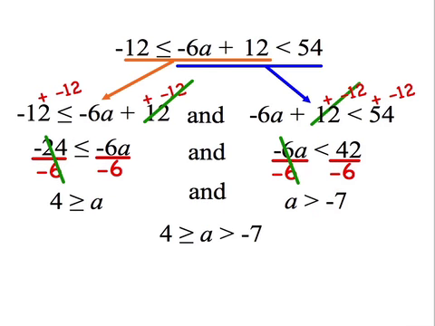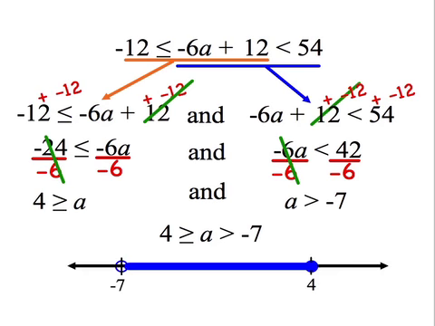Now let's take a look at what we have. We're going from 4 down to negative 7, which we can write the way we've shown it, where we write the larger number first. 4 is greater than or equal to A, which is greater than negative 7. But when we graph it, we always put the negative numbers on the left and the positives on the right. So on the graph, it starts with the negative 7 and goes up to 4, once again including the 4, but not including the negative 7.